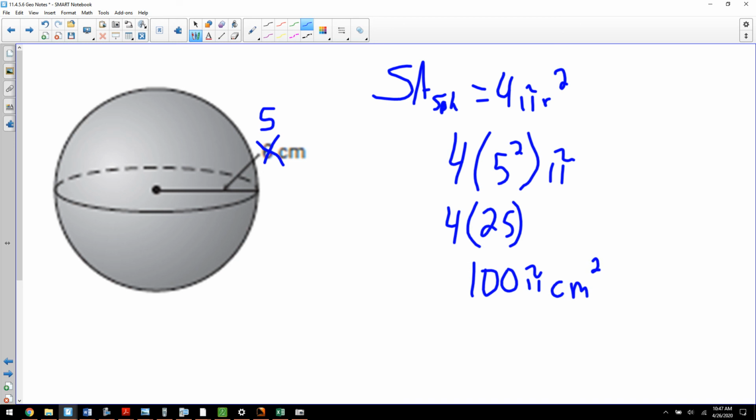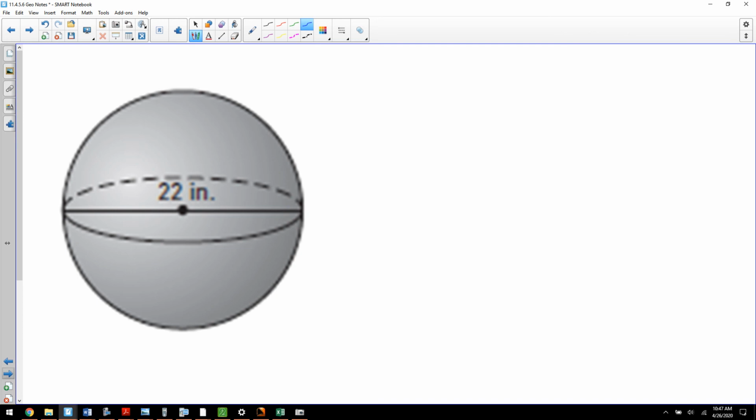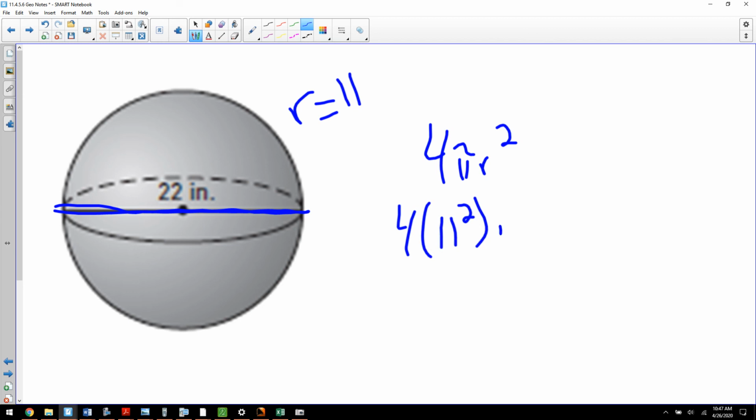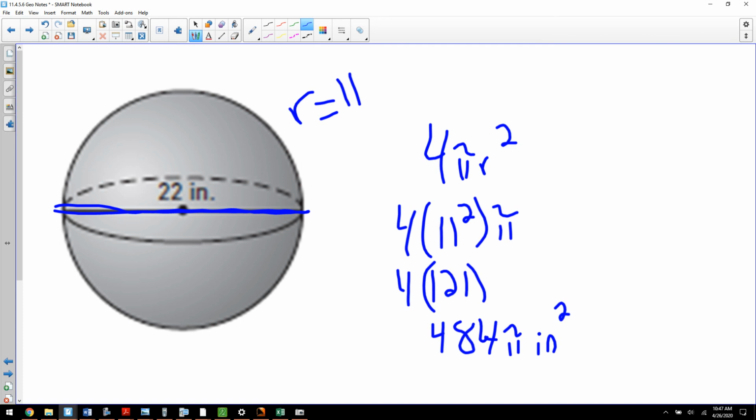And honestly, the only weird thing that can happen with these things is sometimes you might be given a diameter. So in this case, if you have a diameter, it's going all the way across. We know that the radius then is going to be half of it, so your radius has to equal 11. Write out the formula, 4 pi r squared. So it's 4 times 11 squared times pi. 11 squared is 121. If I multiply that by 4, I get 484. Oops, sorry about that. Pi, and this is inches squared.